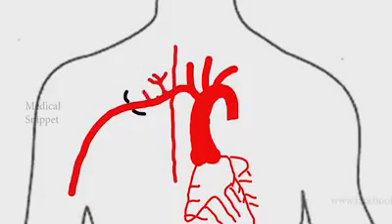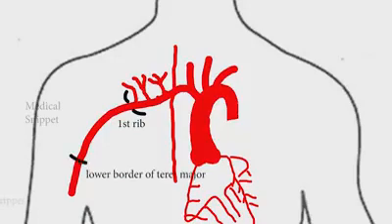The second part gives rise to the costocervical trunk, which splits into the superior intercostal and deep cervical artery. The third part gives rise to the dorsal scapular artery. The subclavian artery continues as the axillary artery from the outer border of the first rib. It is divided into three parts by the pectoralis minor muscle.